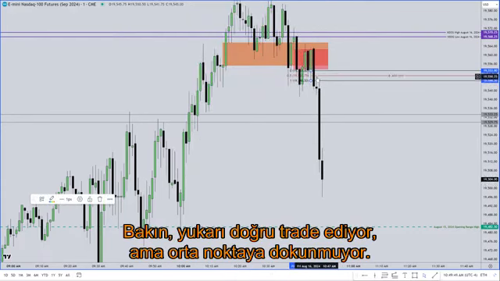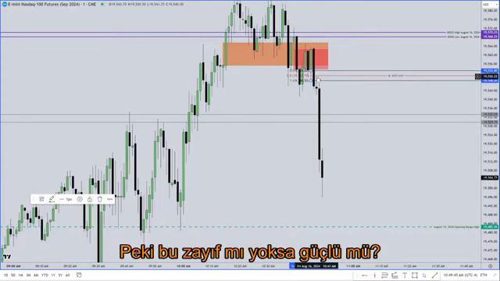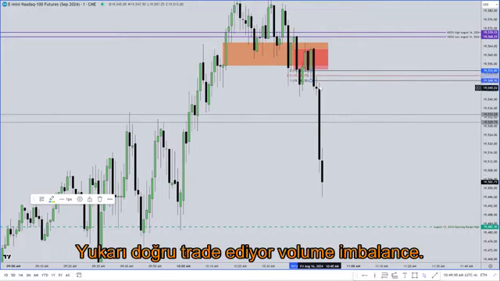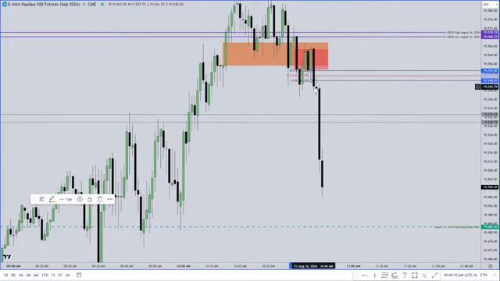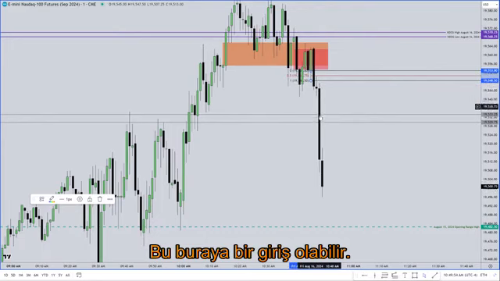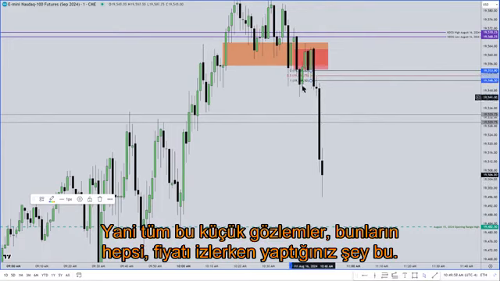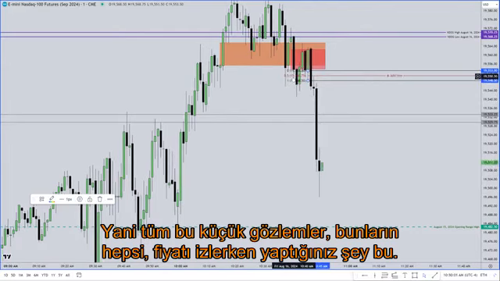Trades up, but doesn't touch the midpoint. So is that weak or strong? Weak. So next candle, you can open. If it trades up, volume imbalance, that could be an entry to here. See that? So all these little observations, this is what you're doing while you're watching price.